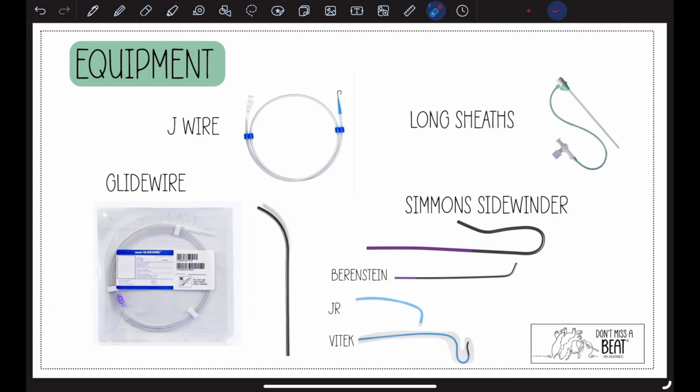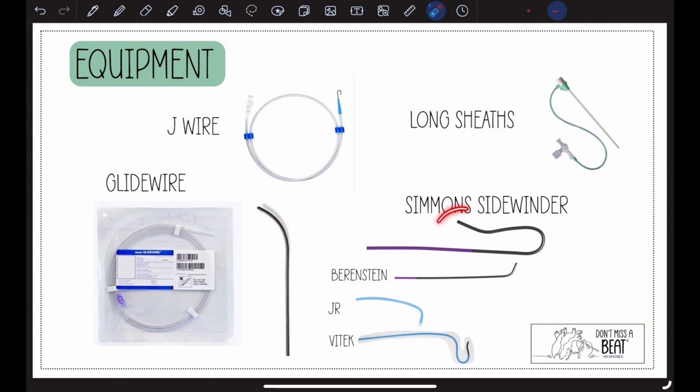Here are some of the catheters that you can use for selective angiography of the carotids. You can use a Simmons sidewinder, and we call it a shepherd's hook because that's kind of what it looks like. You can use a Berenstein. Both of these, if you notice, have this hydrophilic coating. You can use a JR or you can use a Vitek. Vitek has more of that harsh curve as well.